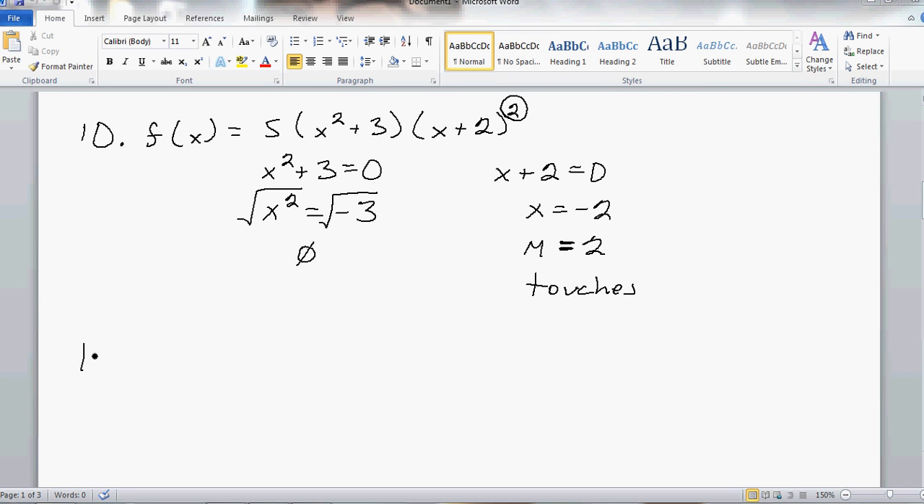Number 11 is f of x equals 1/2 x to the 4th times the quantity x squared minus 5. Since we want to find the zeros, we are going to set each of these factors equal to 0. 1/2 equal to 0 doesn't make any sense. x to the 4th equals 0, we'll just take the fourth root of both sides.